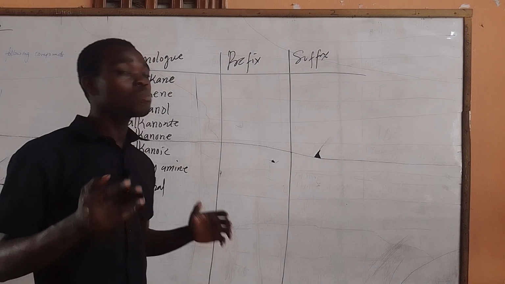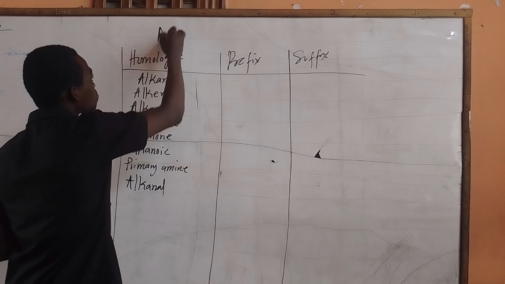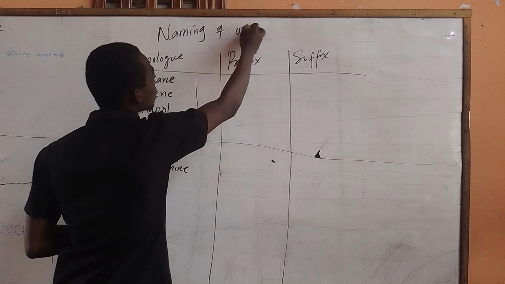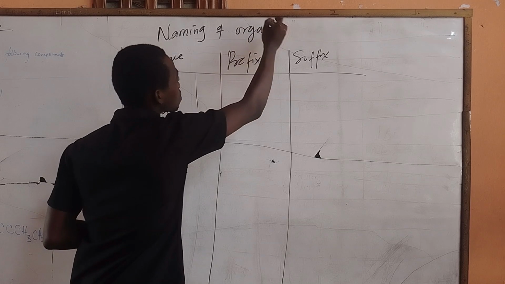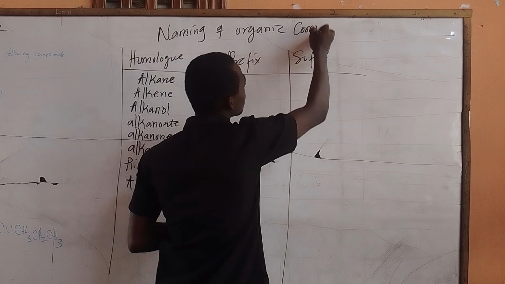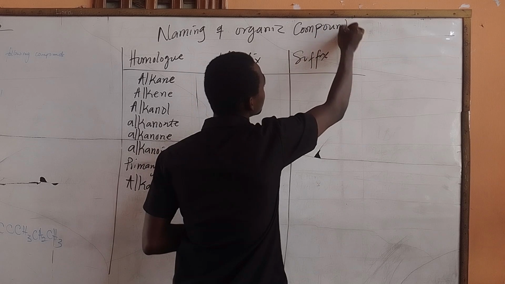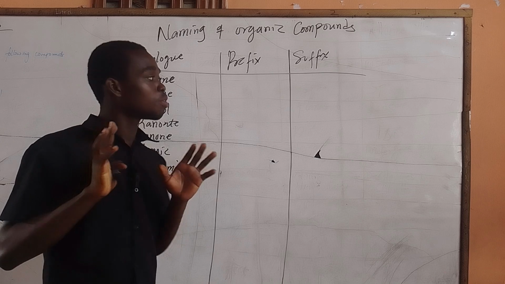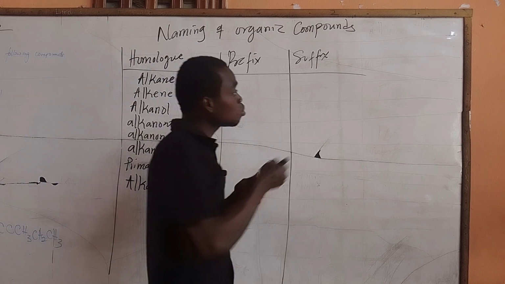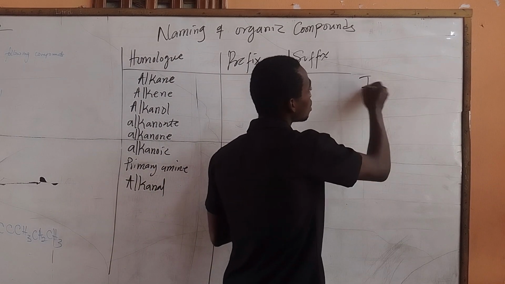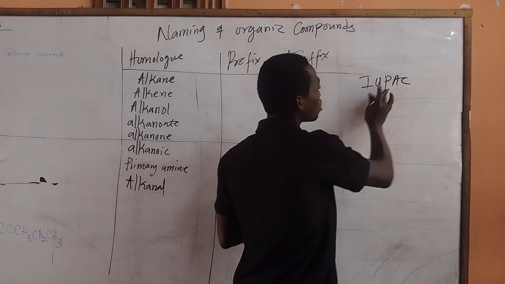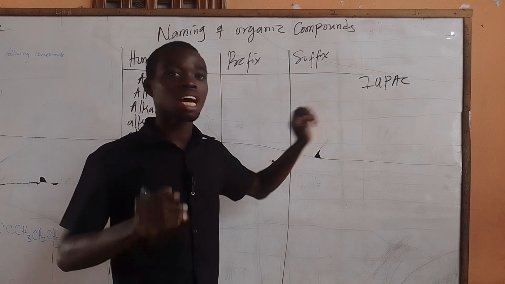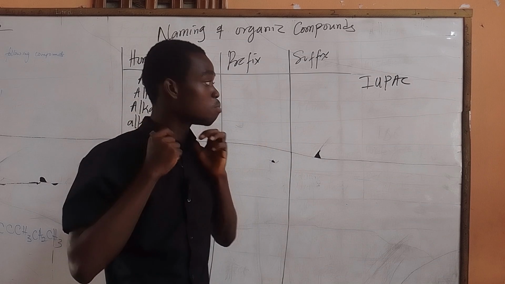Okay, now we'll be talking about naming of compounds, naming of organic compounds. Now, before we name organic compounds, they are named through the International Union, also known as IUPAC, the International Union of Pure and Applied Chemistry. This is a system of naming compounds according to their structural formula.